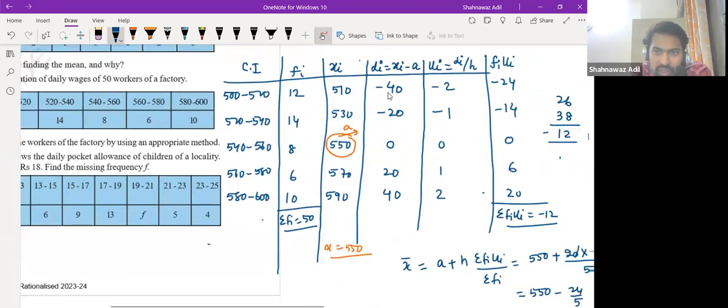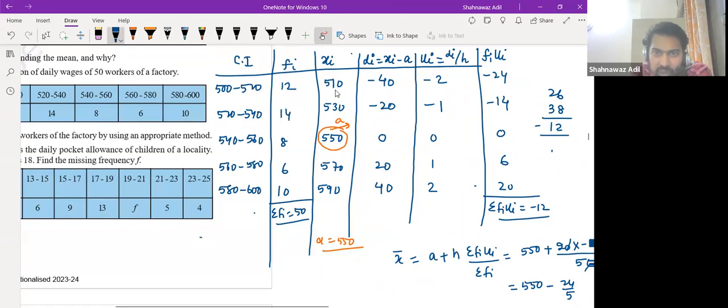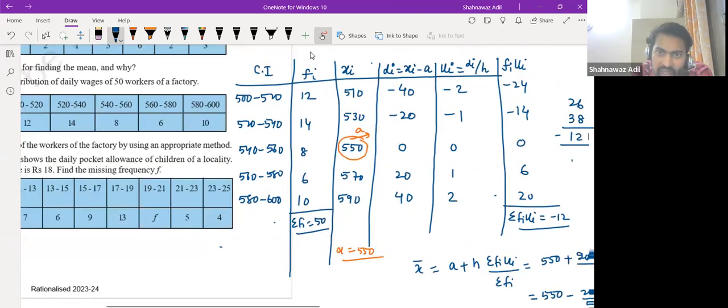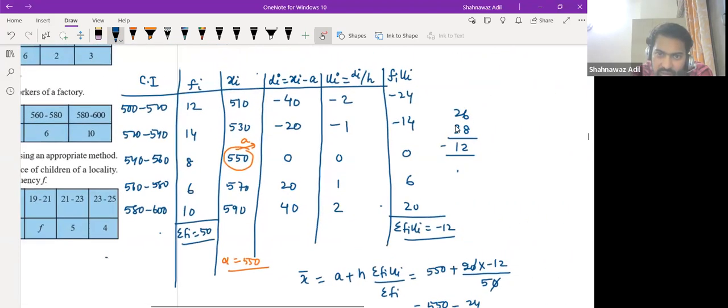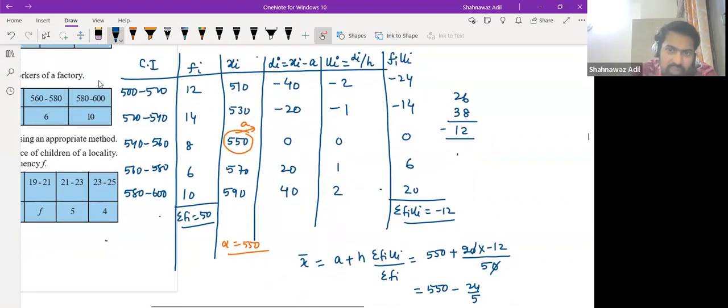So we can avoid this complicated multiplication. So earlier, from the direct method, this fi xi would be 12 into 510, 14 into 530, 8 into this, 6 into this. So these are very big multiplications. But now from ui, this is only 12 into minus 2. So this is the use of this step deviation. This is clear.